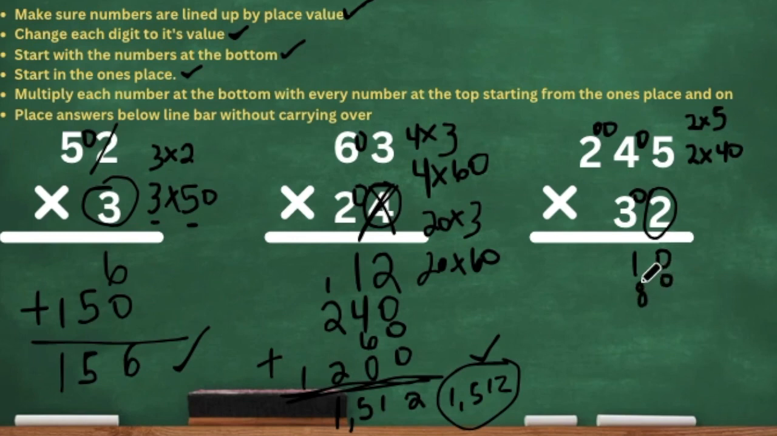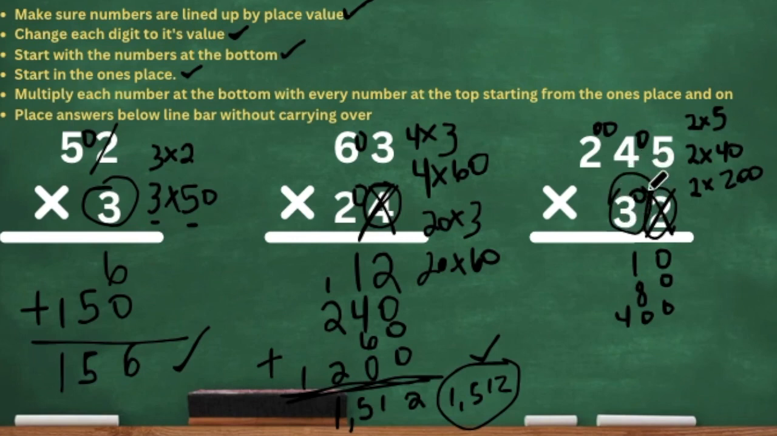Then next, I'm going to take that 2 and multiply it by the 200. 2 times 200 is 400. I'm going to bring that 400 at the bottom, making sure it's lined up nice and neat and organized. Now I'm done with the 2. I multiplied it by every number at the top, so we are finished with the 2. I'm going to cross that out.